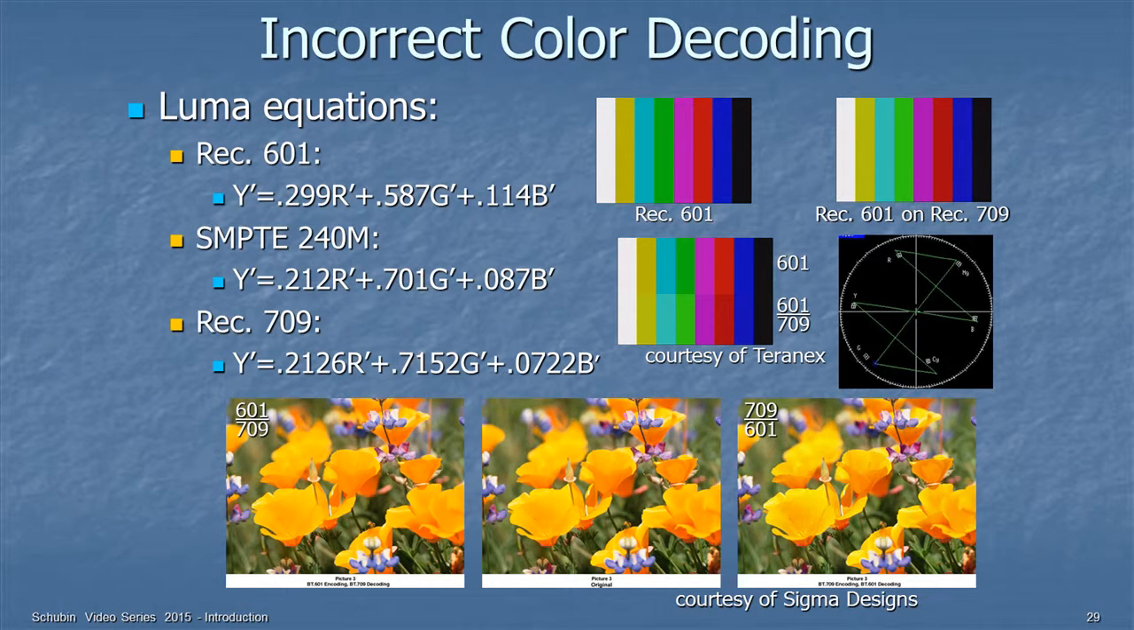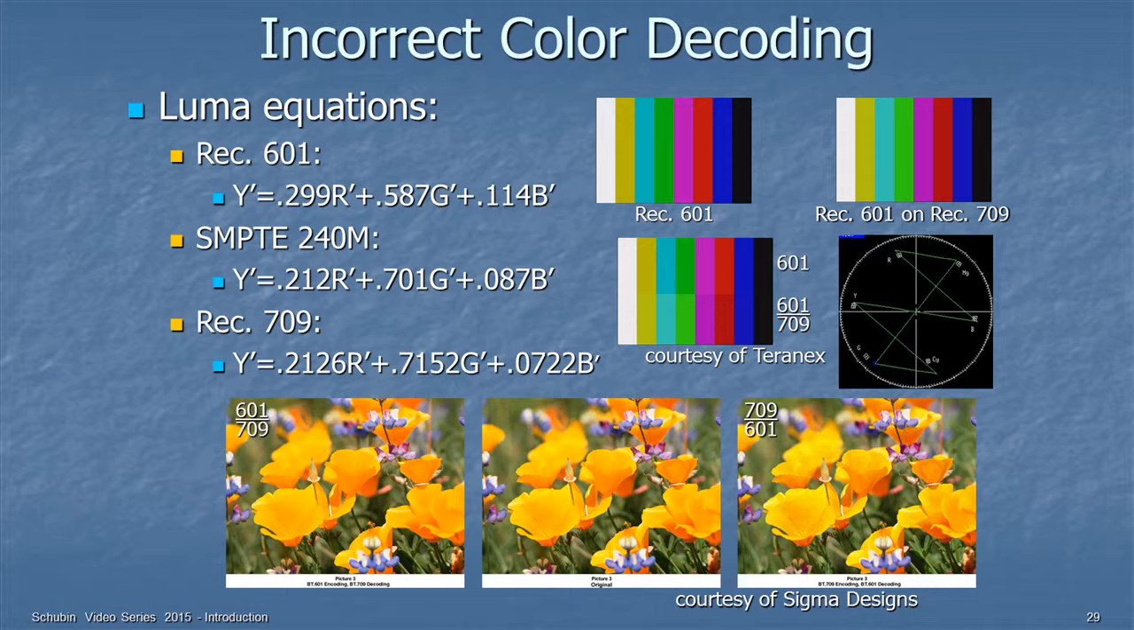A little bit more about color. Here's incorrect color decoding. There are different equations for how the brightness relates to color, and Rec 601 is a sort of standard definition equation, and Rec 709 is a high definition equation, and you can see by the color bars in the middle there that if you decode incorrectly, well, you can very clearly see that there's a difference in the green and the cyan and the yellow and the magenta and the red. Even the blue has a visible difference there.